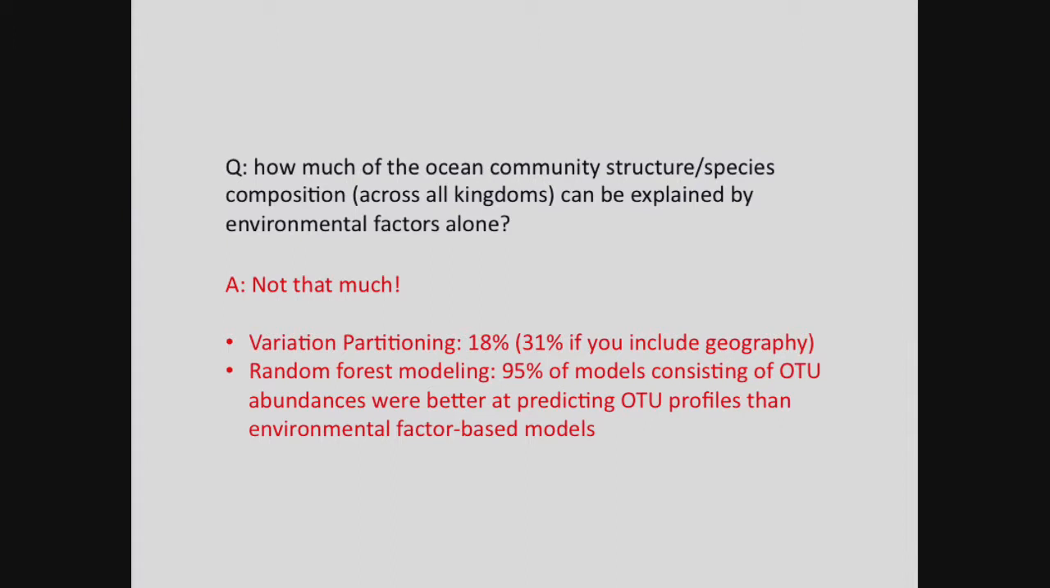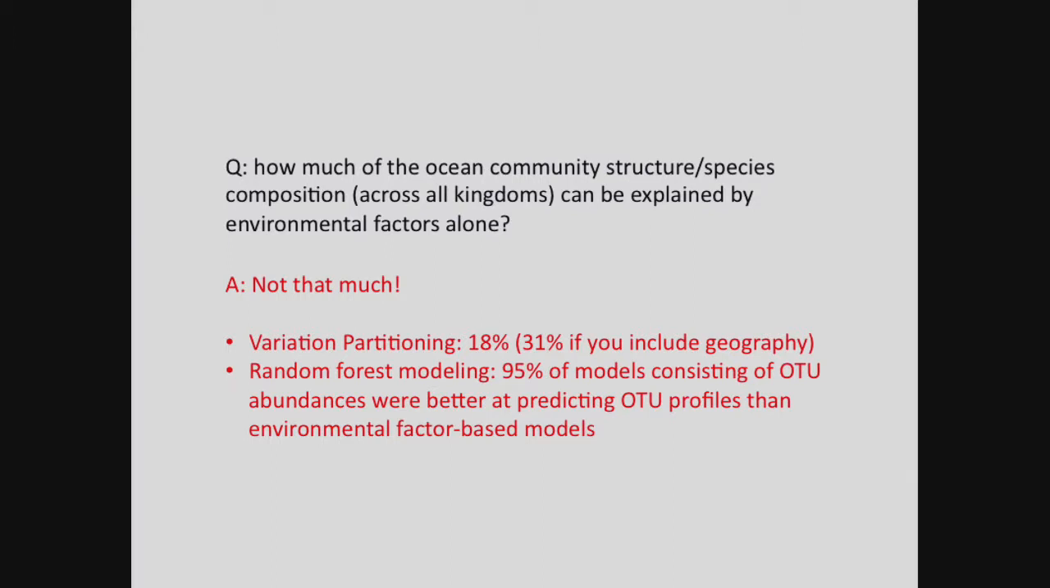There is an effect of environmental conditions, and especially the bacteria, as you've seen in the talk from Shini, are affected. But on the whole, we only could find a modest contribution of the environment on the community composition. With a technique called variation partitioning, we could find 18, let's say 31% if we take geography into account. With models built on random forests, the large majority of the models that we tried to build that used environmental conditions were actually not better at predicting the community structure. So from the data perspective, the community composition was not that well explained by just the environmental conditions they lived in.